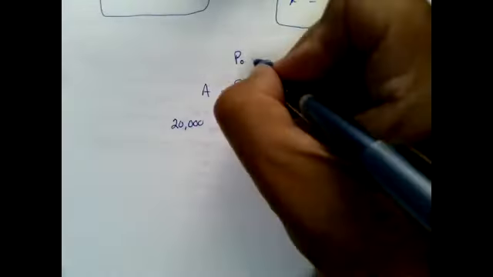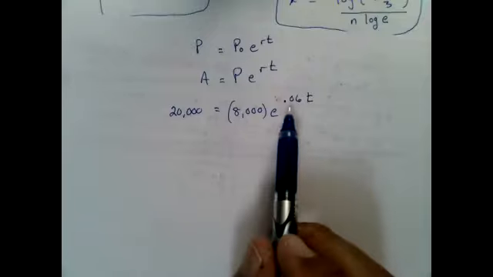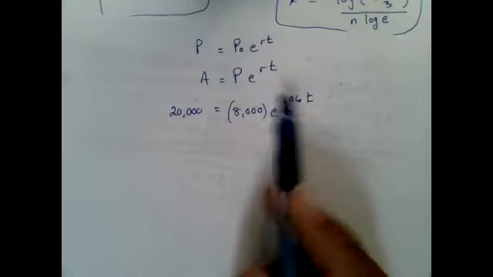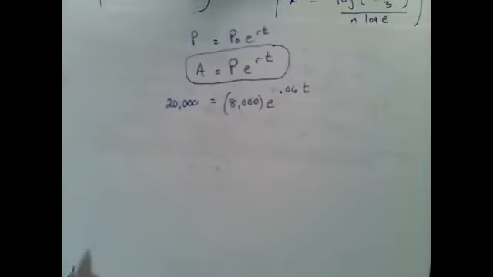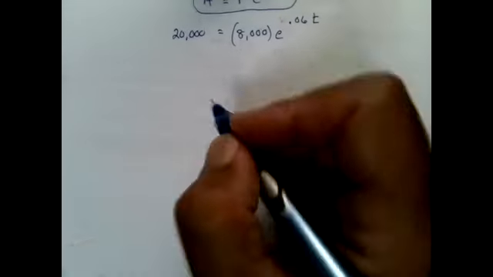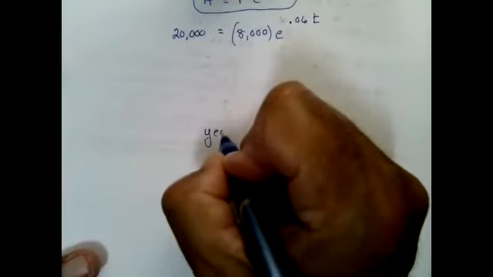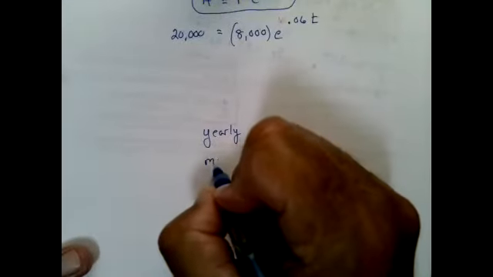Sometimes you'll see this written as P sub 0, e to the RT equals P, right? But I'm given $8,000 at 6%. It's compounded continuously. That's where this formula came from. What does that continuously mean? Is it yearly? Well, remember we talked about yearly, and then we said monthly.